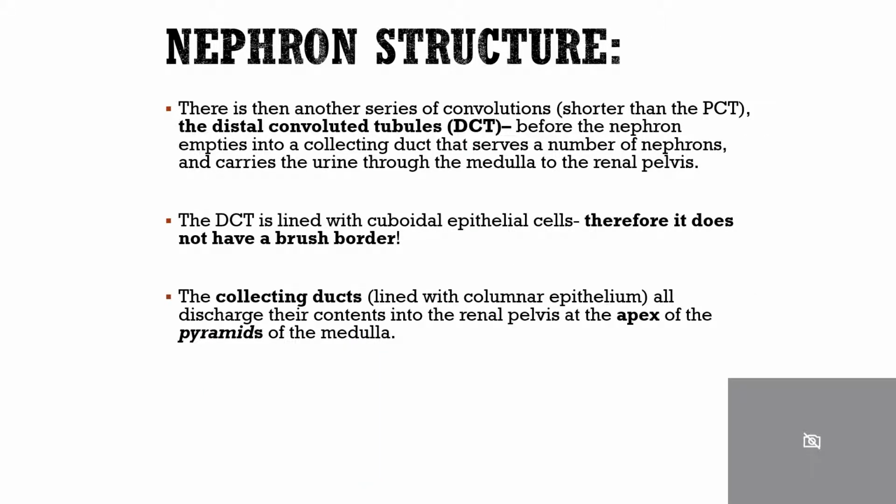There is then another series of convolutions, shorter than the proximal convoluted tubule, and these are termed the distal convoluted tubules, before the nephron empties into a collecting duct that serves a number of nephrons and carries the urine through the medulla to the renal pelvis. The distal convoluted tubule is lined with cuboidal epithelial cells, therefore it does not have a brush border. The collecting ducts that are lined with columnar epithelial all discharge their contents into the renal pelvis at the apex of the pyramids of the medulla.